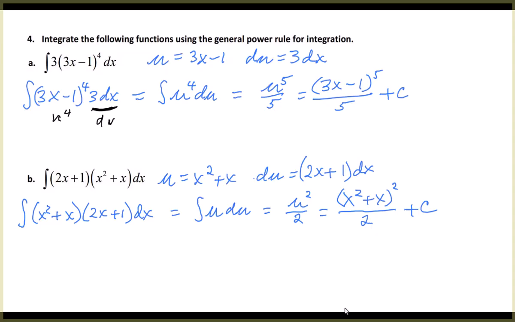Again, let me reiterate, if we took that last thing, x squared plus x to the second power over 2, and got the derivative of it, we should end up with what we started with.